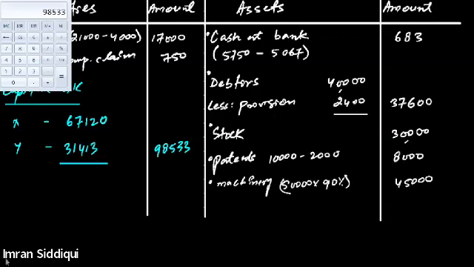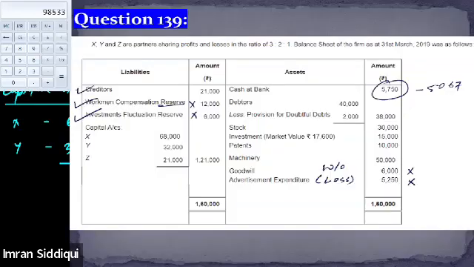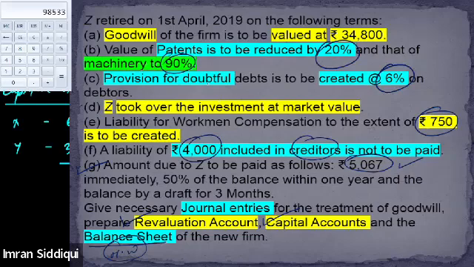If you are able to recall, at the time of settling the account of Z, we issued a bill of bills payable to Z. You're able to recall that? See, in point D, it says that in order to settle Z's account, we need to pay 5067 in cash. And of the balance amount, 50% is to be paid in 1 year.